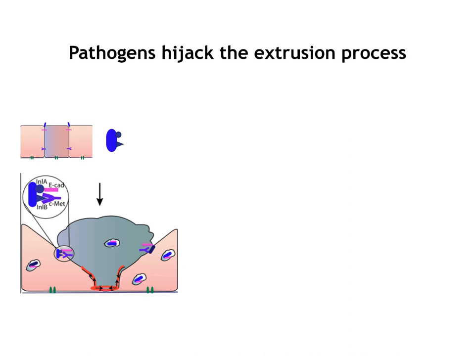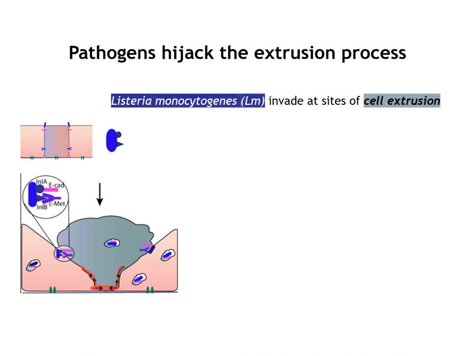If you want, you can stop the video here and think about what is the mechanism of this bacteria to hijack the process of extrusion. Just one key thing: this in blue is the bacteria, and here you have the two proteins that allow it to attach to the mechanism of cell extrusion. So here you can find it. If you want to stop the video, give it a look, and later I will go and explain it.